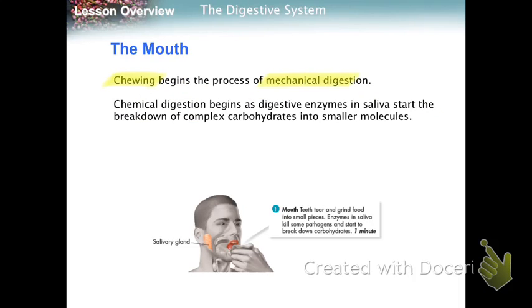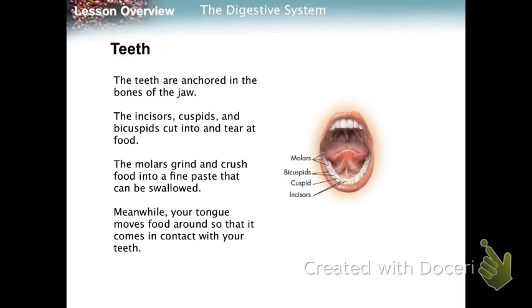Chewing is the first step in mechanical digestion. In the mouth, there's also chemical digestion. There are digestive enzymes in the saliva that start the breakdown of carbohydrates into smaller molecules. We have the teeth that mechanically digest the food into smaller pieces. Your tongue moves the food around so that it can get in between the teeth.